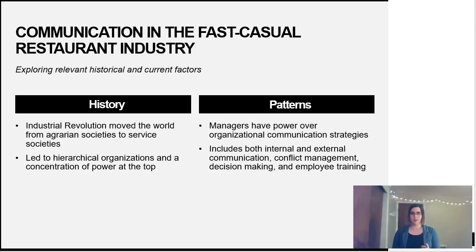So, tying this into the fast casual restaurant industry, that means that in a lot of restaurants, managers have power over organizational communication and the strategies that are used in their workforces. So this involves things such as internal and external communication. Internal being like, how are employees encouraged to talk together? What are the outlets that they can use? How are managers talking to employees? External would be like, how are people within the organization communicating with people outside, like customers or partners? Things like conflict management. How are conflicts being addressed? Decisions. How are decisions being made within the organizations? Who's making them? What's the process for making them? How are employees trained? How are they brought in? How are they trained throughout their time in the organization? And managers really have a lot of power over what communication policies and procedures are put in place regarding these things.